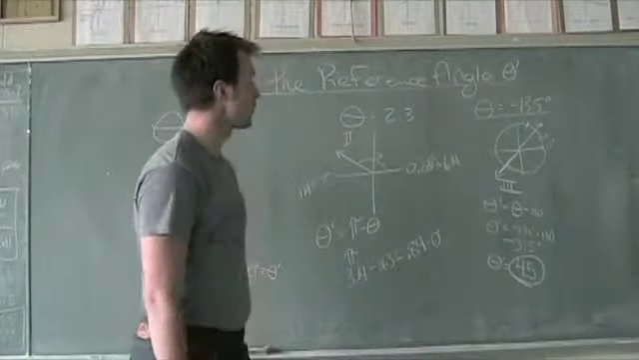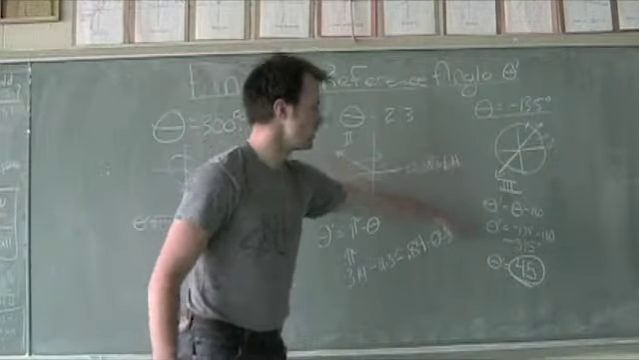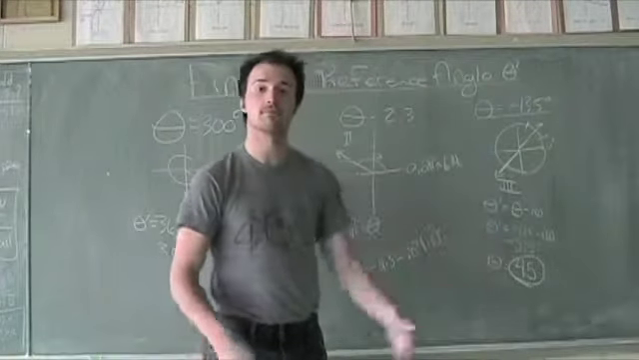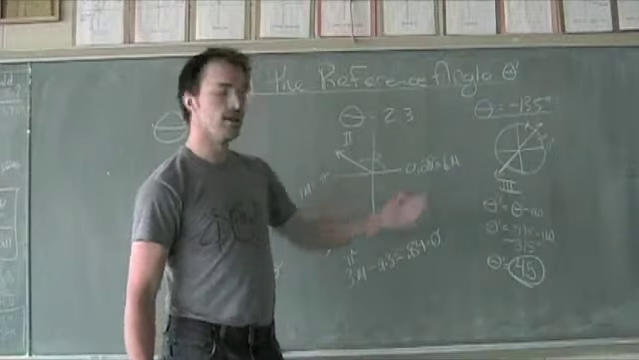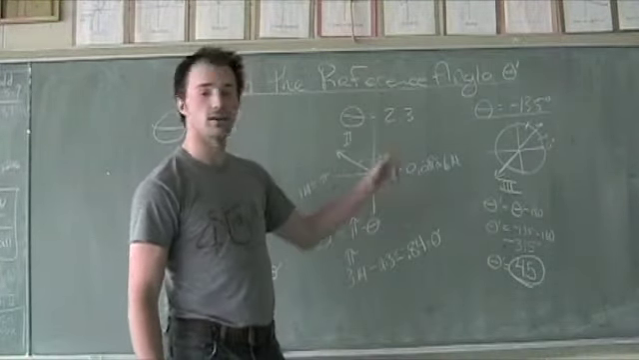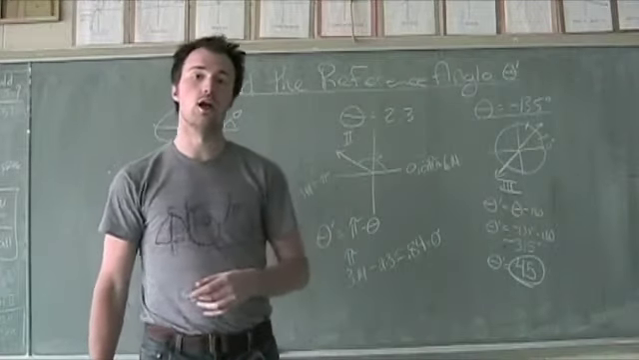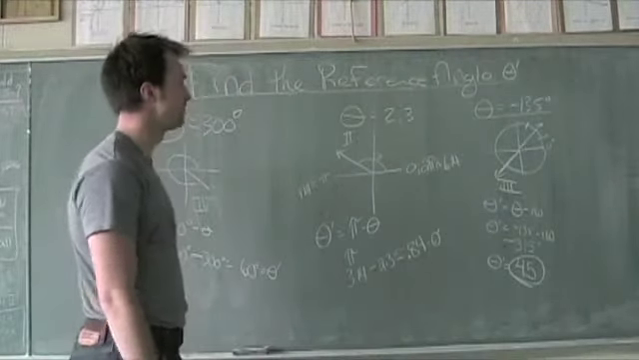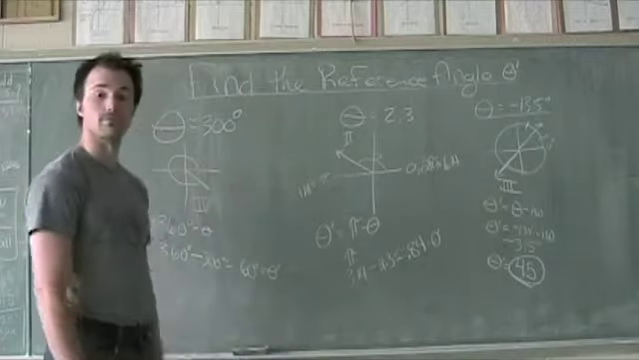So when you find these, if you get something like a negative 315, you might have to go and find the other corresponding angle. And remember, corresponding angles will add up to 360 degrees. So there we go, finding reference angles.